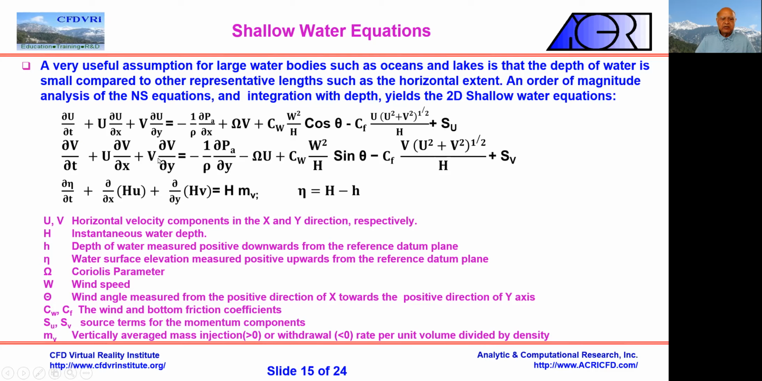Similarly, in the Y direction, the same thing happens, except that you have the Coriolis force, you have the wind force, except that now it's a sine theta, and you have the friction as before. Now the continuity equation takes a very interesting and simple form.